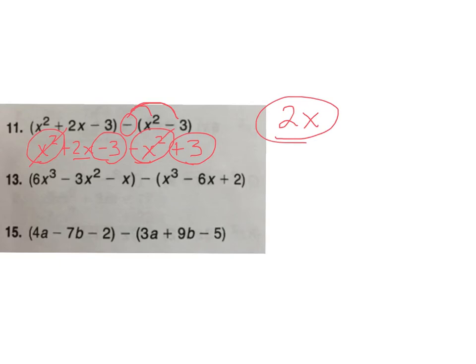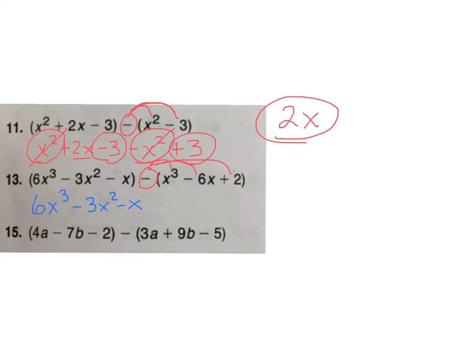On number 13 there, I also need to distribute the what? See, when we had a plus sign in the middle, did we have to distribute the plus sign? No, but when there's a minus, what do I have to do? I've got to distribute it to everything inside the parentheses. So I'm going to give it to the x cubed, to the negative 6x, and to the 2. I'm going to distribute this negative to 3 places. And so I have 6x cubed minus 3x squared minus x.